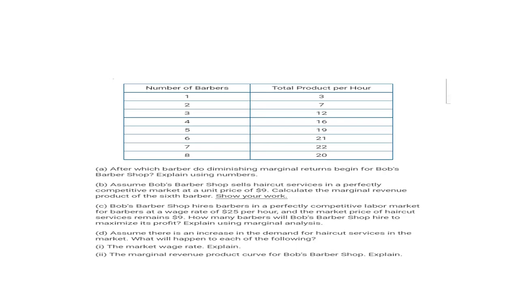Okay. Now, assume that Bob's Barbershop sells haircut services in a perfectly competitive market at a unit price of 9. All right. They want you to figure out the MRP. In perfect competition, MRP equals MP times P. So the sixth worker, the MP, 21 minus 19 is 2. And they said the haircuts are what, 9? So 2 times 9, the MRP is 18.